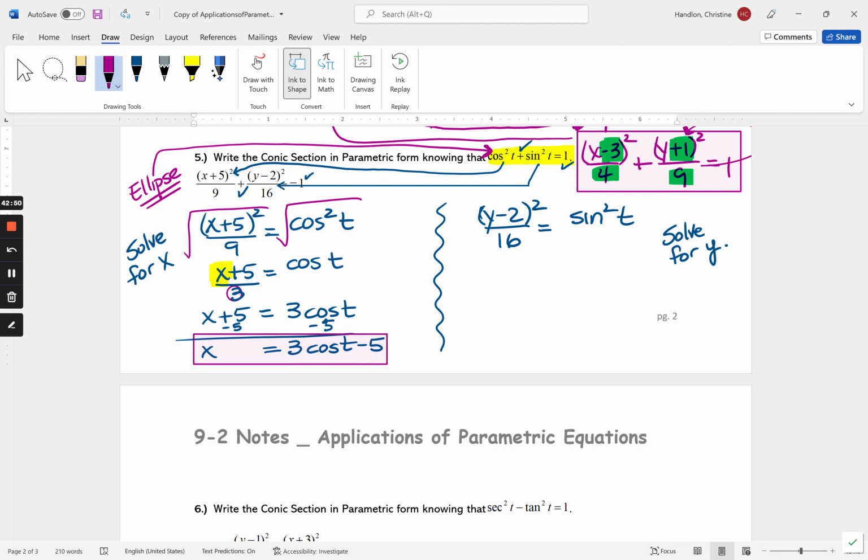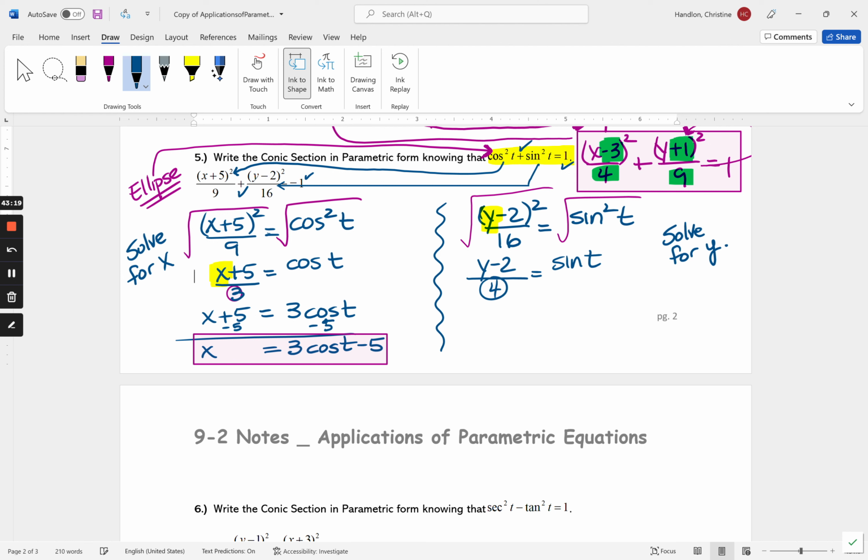So there is my first equation. We're going to do the same process over here. Nothing's changing. I'm going to square root and square root. This time I am solving for y. The square root of y minus 2 squared is just going to be y minus 2. The square disappears. The square root of 16 is a 4. The square root of sine squared, the square disappears, becomes just a sine of t.